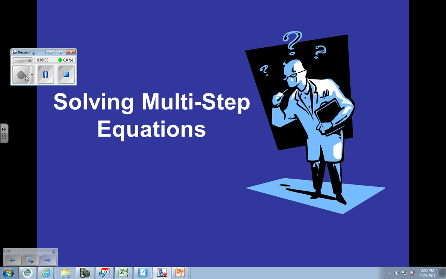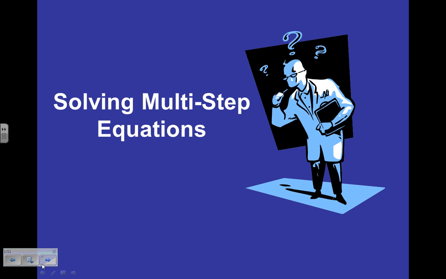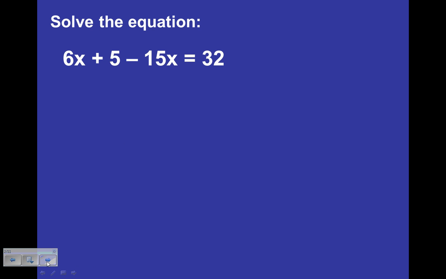This video is going to be an introduction to solving multi-step equations. When you have an equation like this, it says 6x plus 5 minus 15x equals 32. If you notice, you have two sets of x's right here. Okay, well, what are you supposed to do? I mean, before we've only had one variable, and we had to try and solve it.